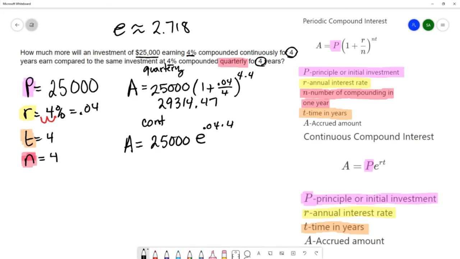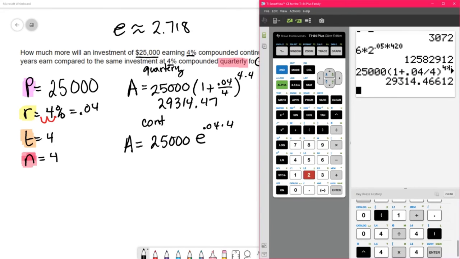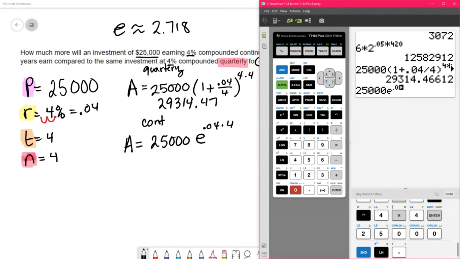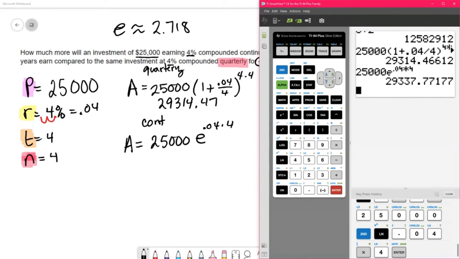And let's bring our calculator back up and do the other calculation. So that's 25,000 and we want e to the 0.04 times 4. That's $29,337. And once again, we'll round to the nearest cent, so that's 77 cents. 29,337 and 77 cents.